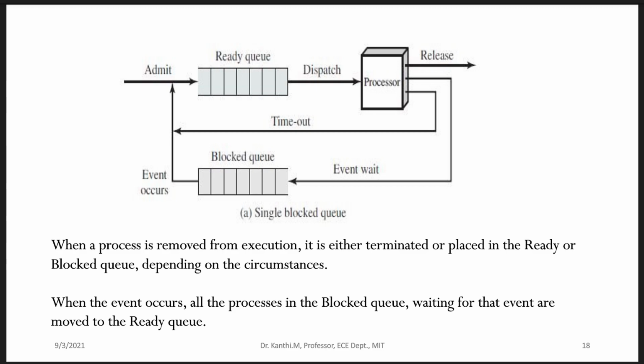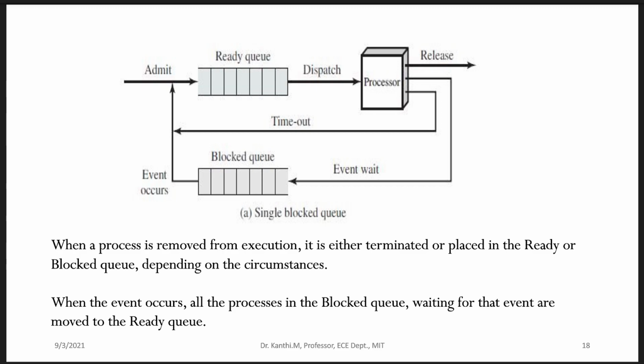So what happens is, whenever we have multi-processing, there are multiple processes in a queue, right? The processes are either terminated or placed in the ready queue or the blocked queue, depending upon the circumstances, depending upon the particular process which is executing. So when the event occurs, all the processes in the blocked queue waiting for that event are moved to the ready queue, right? Suppose I have three processes, for example, as I have given in the initial slide: process A, B, C.